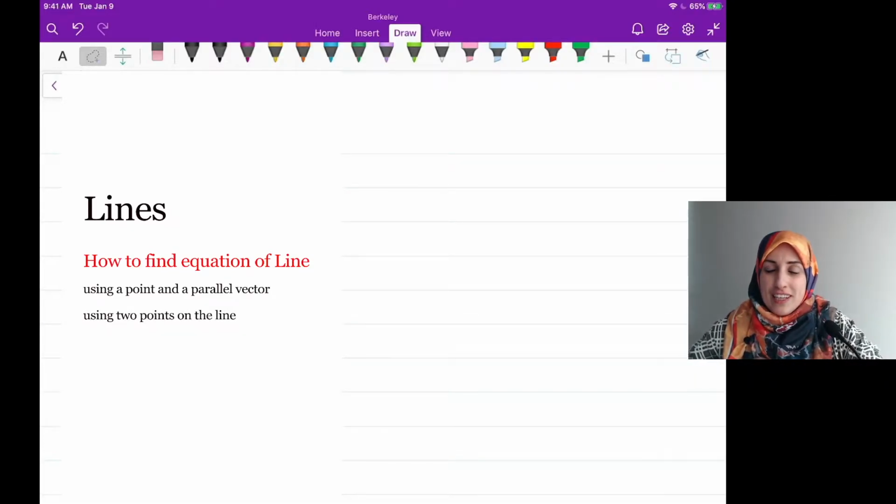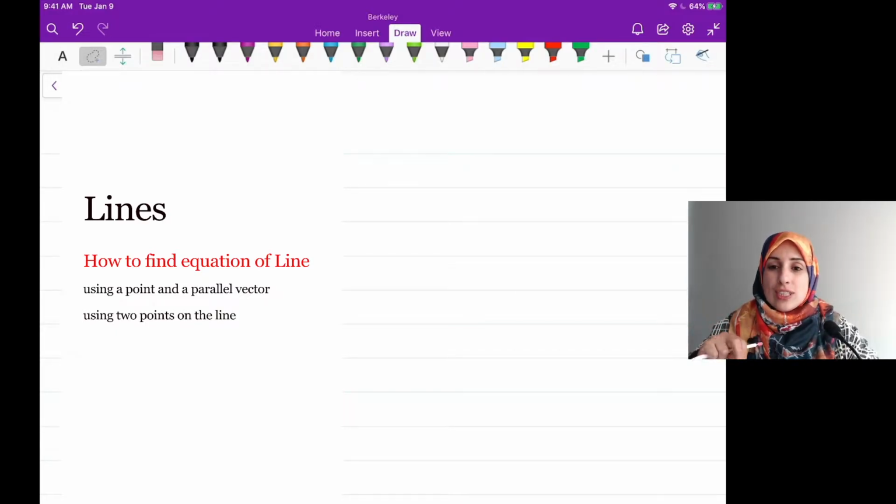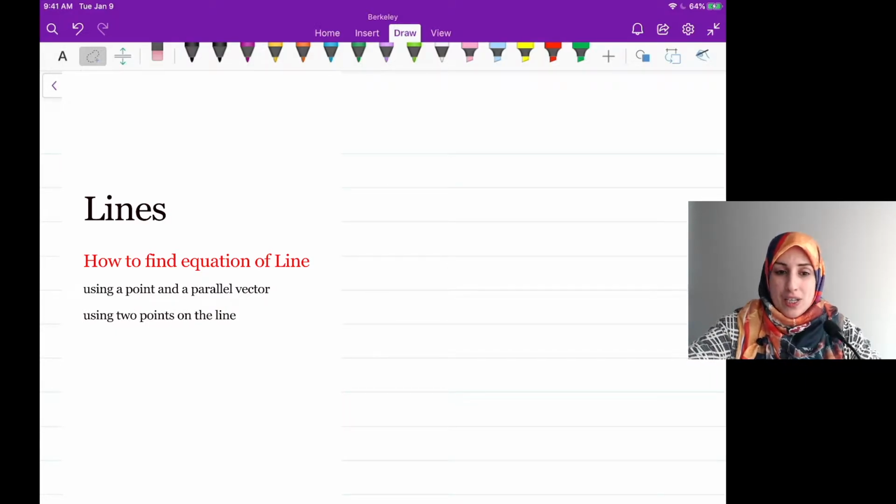This is part of the lecture for multivariable calculus, and I'm going to talk about lines now. How to find the equation of a line using a point and a parallel vector to the line, and also using 2 points on the line. So let me start.